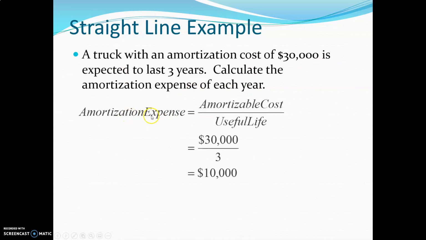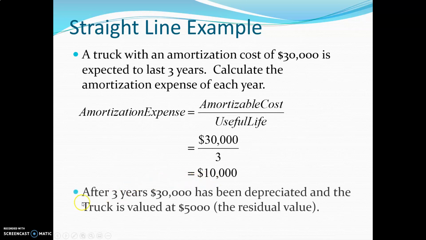In this case, our amortization expense is going to be the total amortizable cost, which is $30,000, divided by the useful life, which in this case is 3 years, which is $10,000. So what that says to us is that every single year we expect that the truck is going to decrease in value $10,000, and we can expense roughly $10,000 worth. After 3 years, $30,000 is depreciated and the truck is valued at $5,000, the residual value.